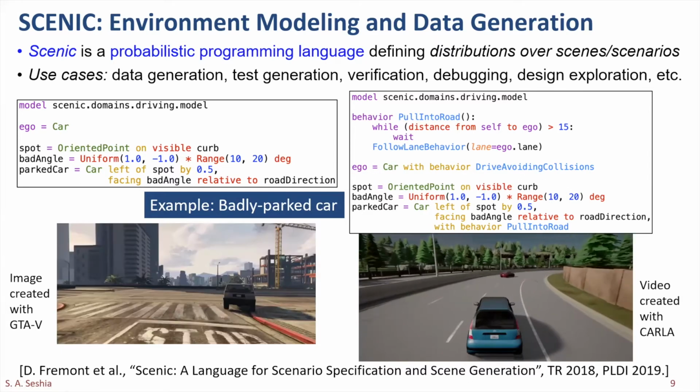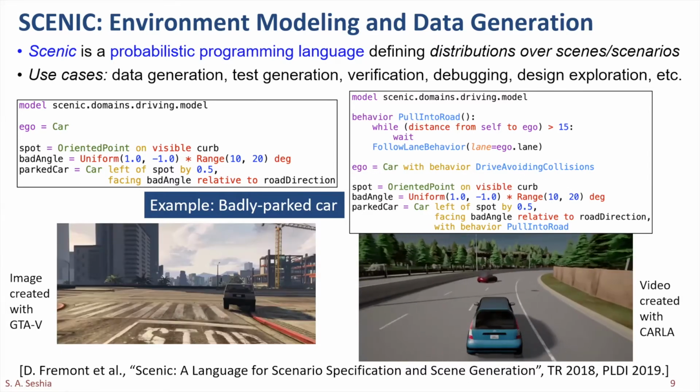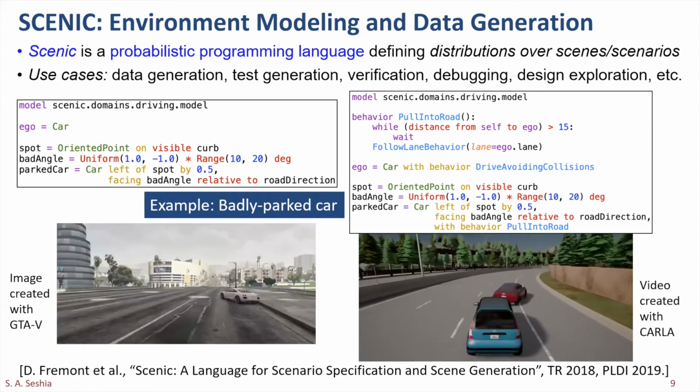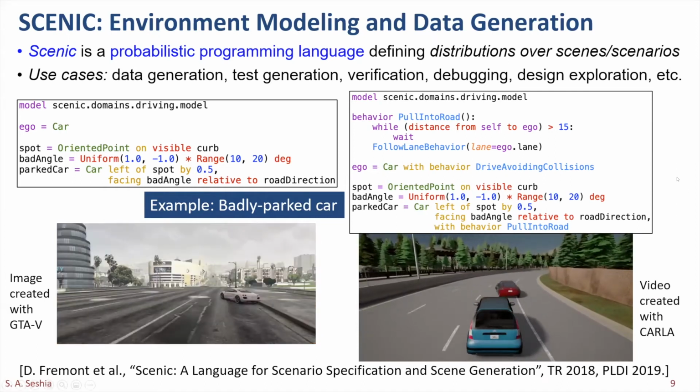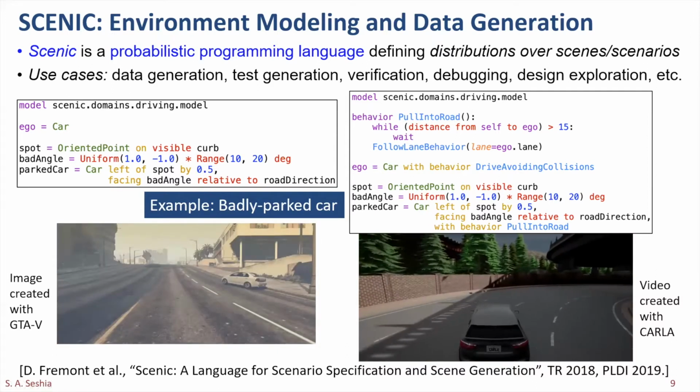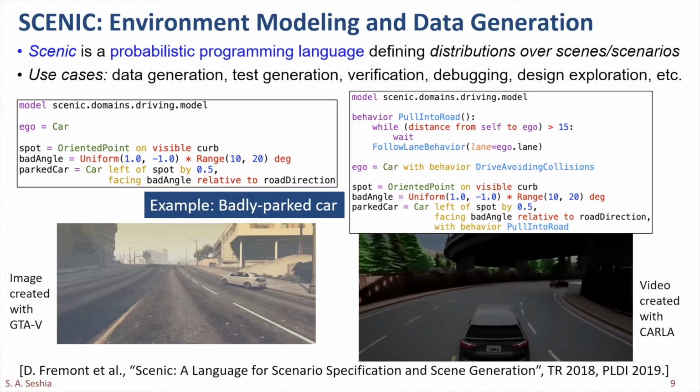As it drives down this road, the badly parked red car will pull into its path, and so on. So that's, as you can see, already just connecting Scenic to a backend simulator and running it allows you to generate data, either static data or dynamic data.